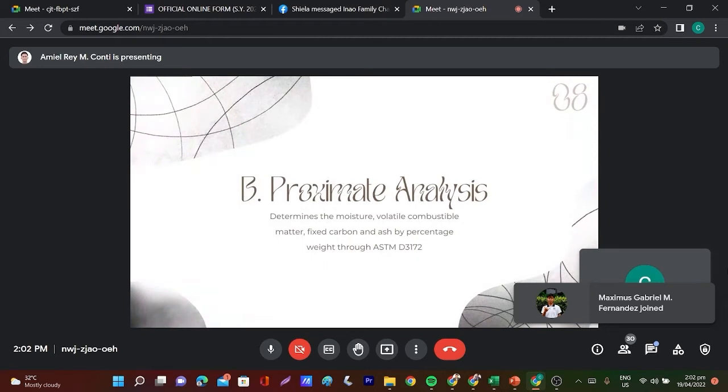So, the next analysis is the approximate analysis. It determines the moisture, volatile combustible matter, fixed carbon, and ash by percentage weight through ASTM D3172. Unlike the ultimate analysis, the approximate analysis can be done in laboratories with the right equipment. Also unlike the ultimate analysis, its accuracy is lower, whereas the ultimate analysis has higher accuracy in obtaining the components of fuels like coal.